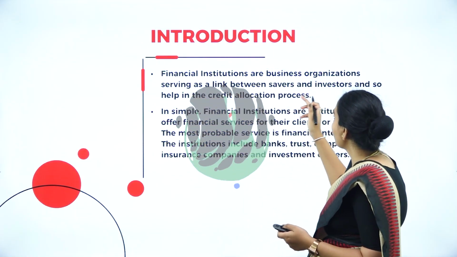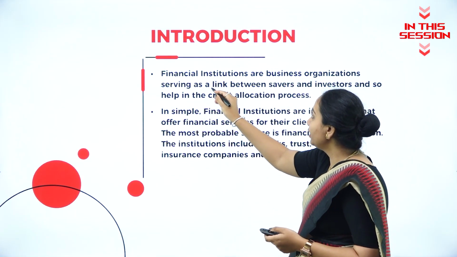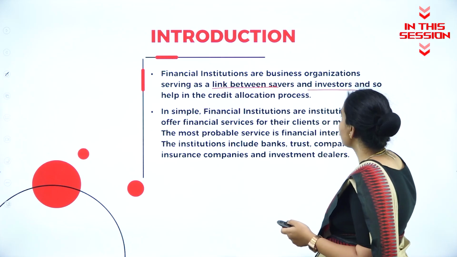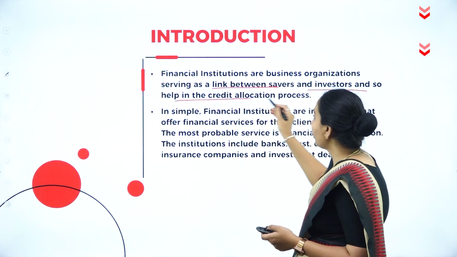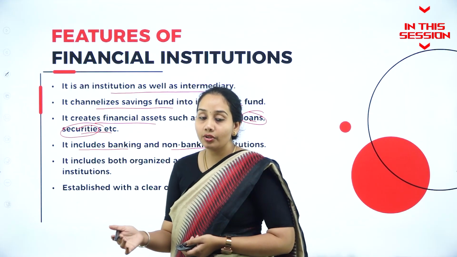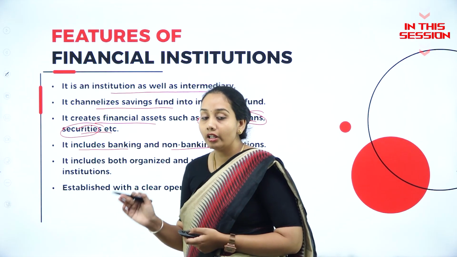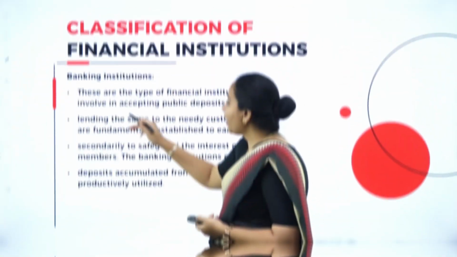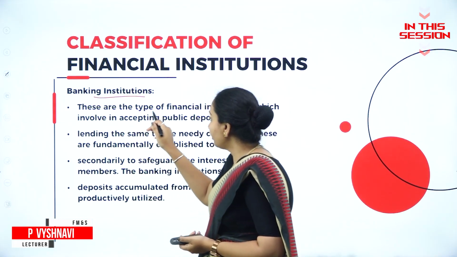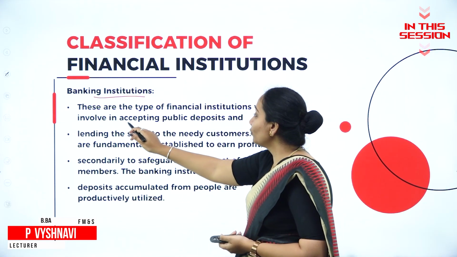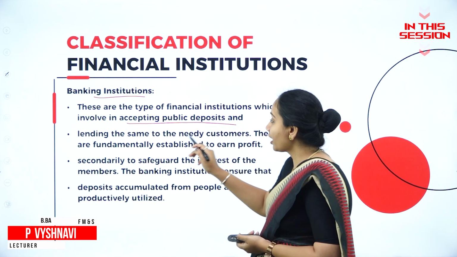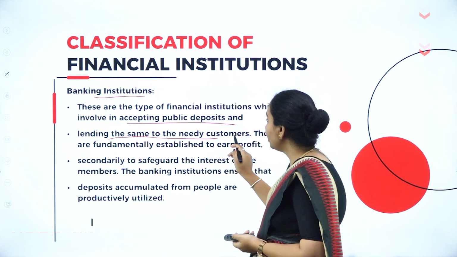Financial institutions are business organizations serving as a link between savers and investors, and so help in the credit allocation process. Financial institutions consist of both banking-related institutions as well as non-banking-related institutions. Banking institutions are the type of financial institutions which are involved in accepting public deposits and lending the same to needy customers.